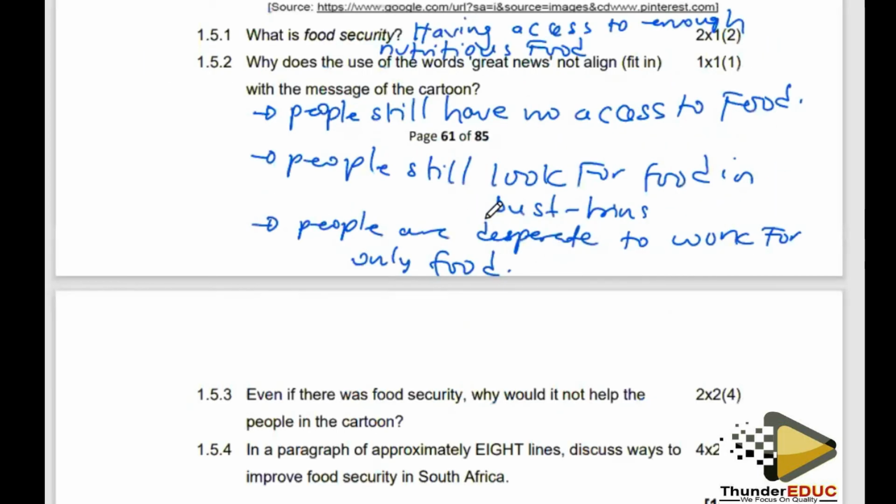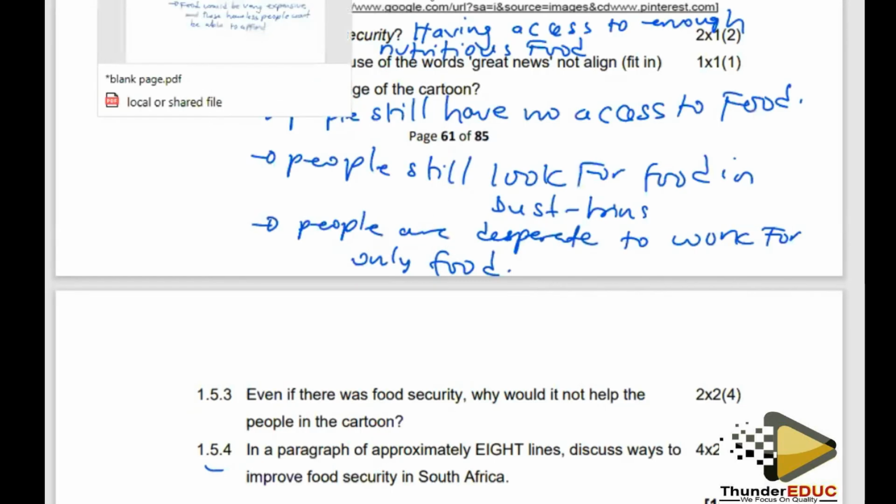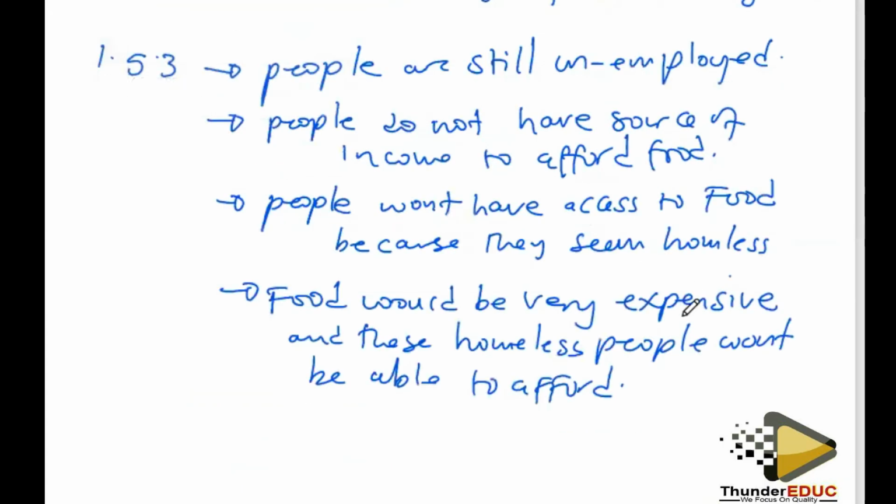Our next question says, in a paragraph of approximately 8 lines, discuss ways to improve food security in South Africa. So question 1.5.4. How to improve food security in South Africa.